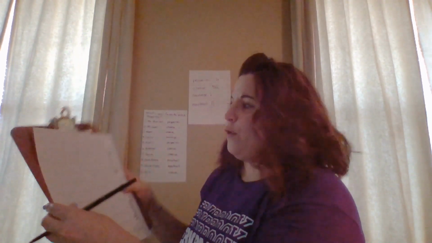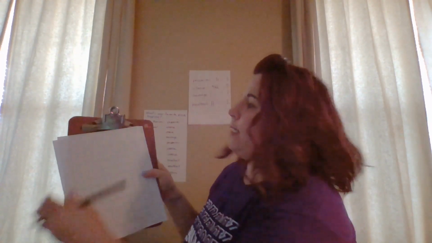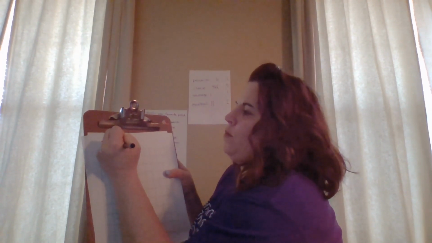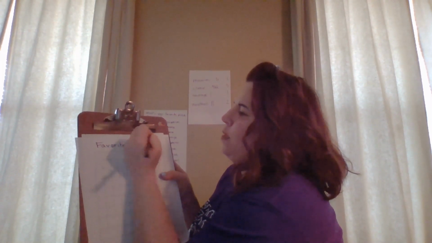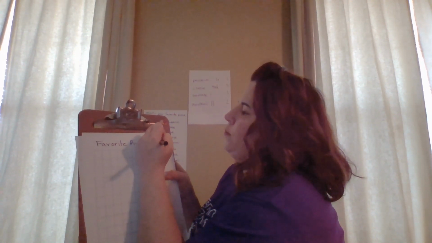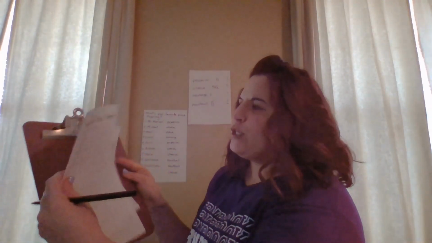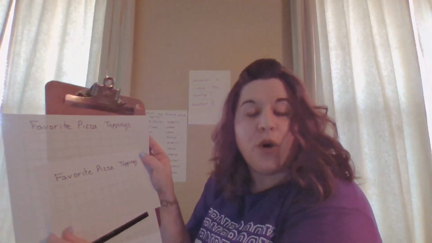Let's say I wanted to hold it vertically. I would just do the same thing. At the top, I would write the title: Favorite Pizza Toppings. Okay, so it's the same thing. As long as you have your title at the top, it lets the person looking at the graph know what it's about. Okay, now the next thing we have to add are our labels.